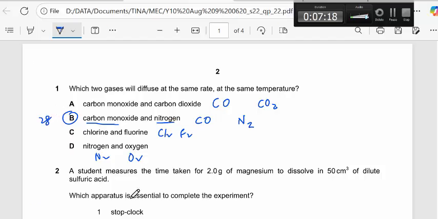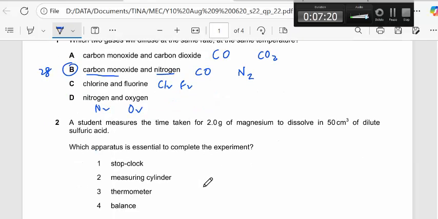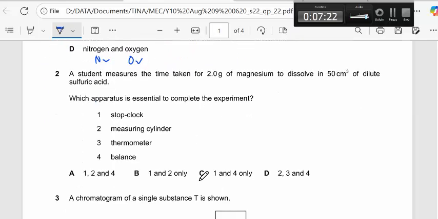A student measures the time taken for 2 grams of magnesium to dissolve. What apparatus is essential? So time, so stop clock; measuring cylinder for this, yes. Balance is for this, yes. So 1, 2, 4. Balance is to measure how heavy.